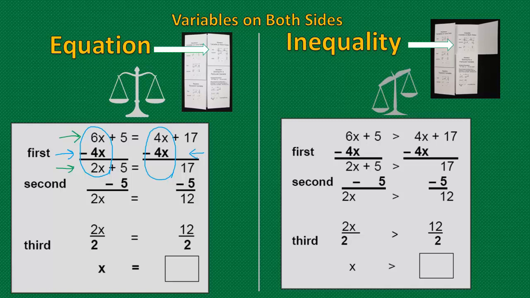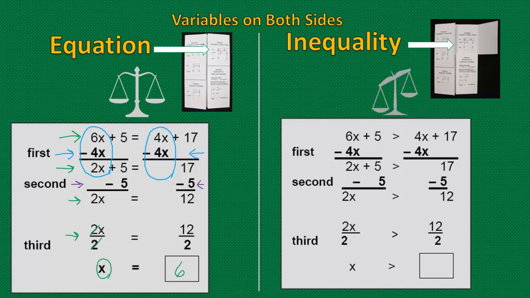And our second step would be to subtract 5 on both sides. That leaves us with 2x being equal to 12. Then we will divide by 2, leaving us with x is equal to 6.